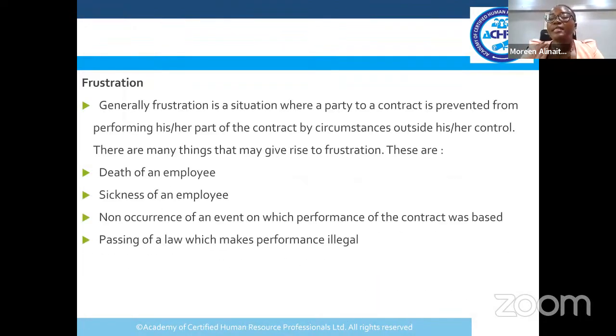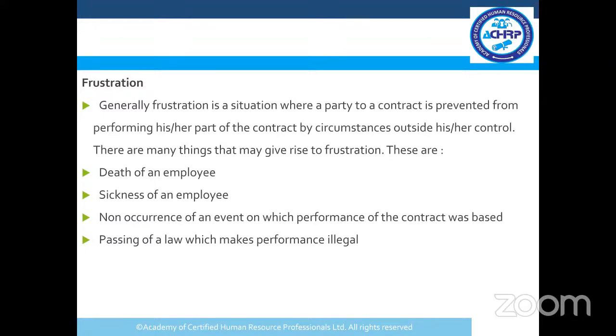All right? Some contracts may come to an end because of frustration. Generally, frustration is a situation where a party to a contract is prevented from performing his or her part of the contract by circumstances outside his or her control. This in law, we call it force majeure, act of God.